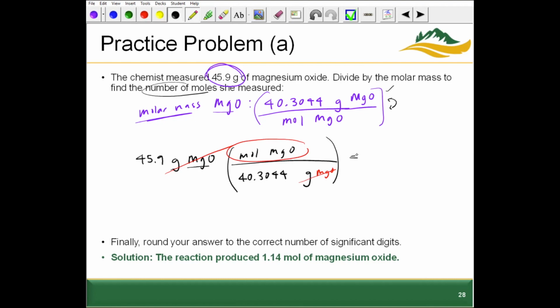When we do this division, we get 1.13883, but we only need 3 sig figs, so we end up rounding this to 1.14 moles of MgO, which we know how to name this now, of magnesium oxide.